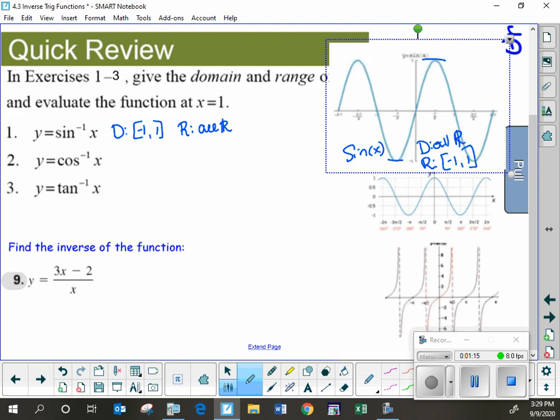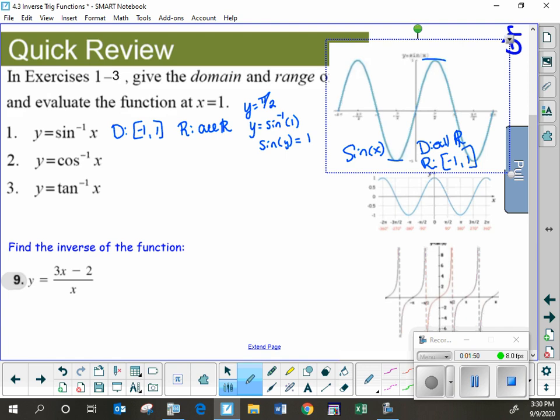And if I want, where x equals 1, so I want to solve y equals sine inverse of 1. Evaluate the function at x equals 1. And sine inverse of 1 really in my head means the sine of something equals 1. And that would occur at pi over 2. So my y value would be pi over 2.